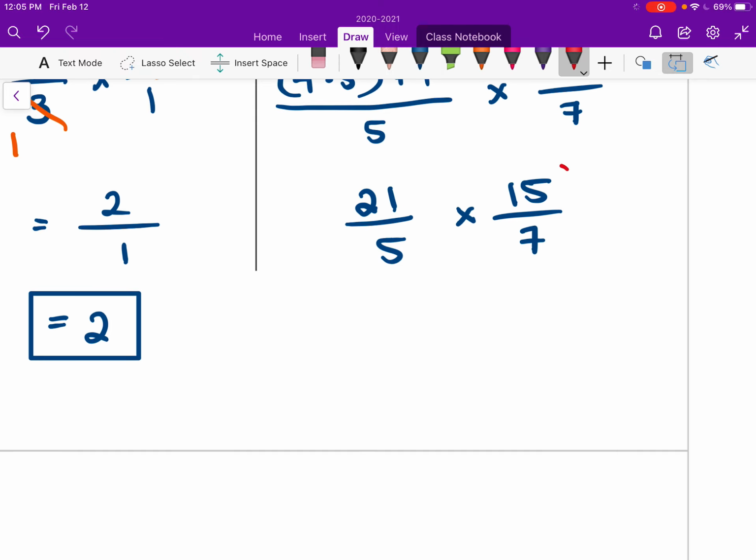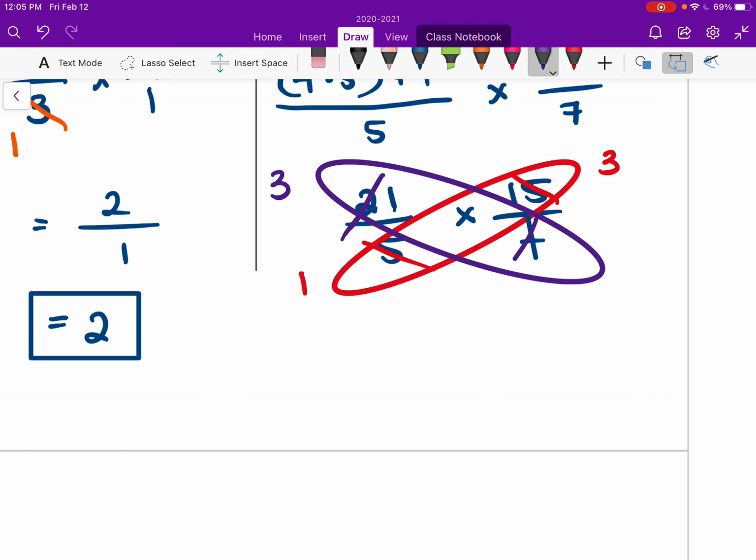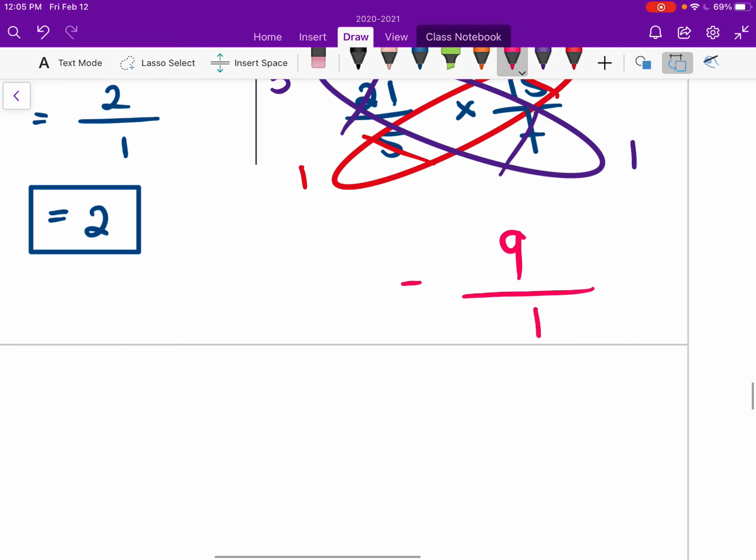So let's go and use the butterfly method. So here we have these numbers. I can cross out the 15 and the 5. 5 divided by 5 is 1. 15 divided by 5 is 3. And I can do the same thing on the other side, right? 21 divided by 7 is 3. 7 divided by 7 is 1. So I have 3 times 3 at the top. That's going to give me 9. 1 times 1 at the bottom. 1, right? That's the same thing as saying 9.